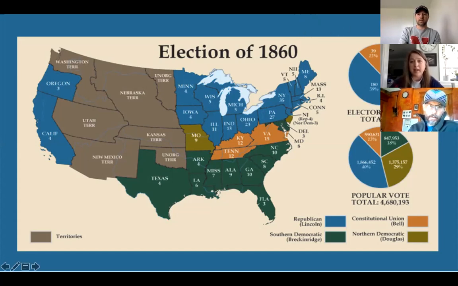So that's it. From this point, South Carolina secedes in December 1860. And then by the time Lincoln's inaugurated in March of 1861, almost all of those states in the South have seceded and started to form the Confederate States of America. And it's off to war we go here.